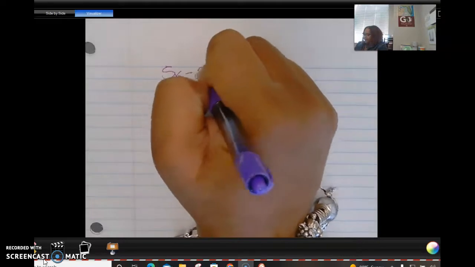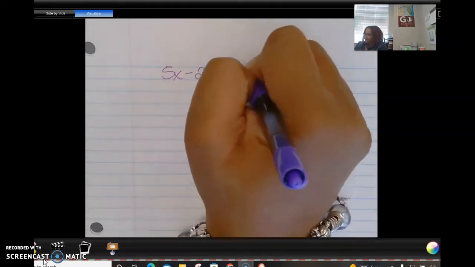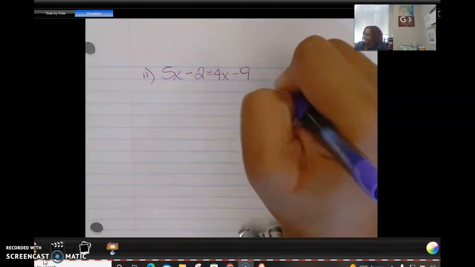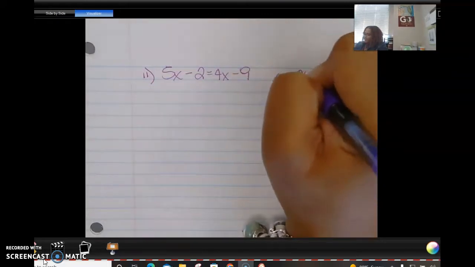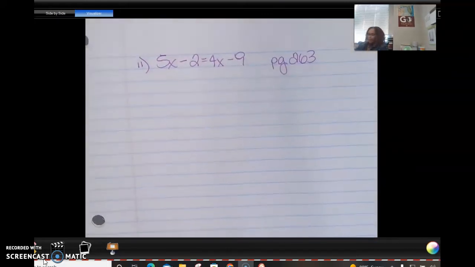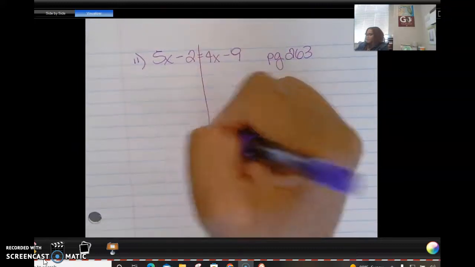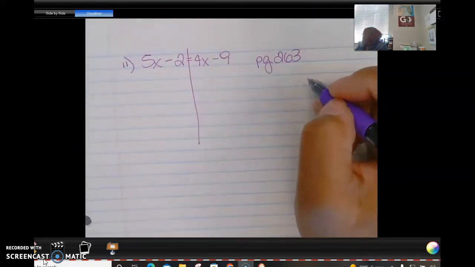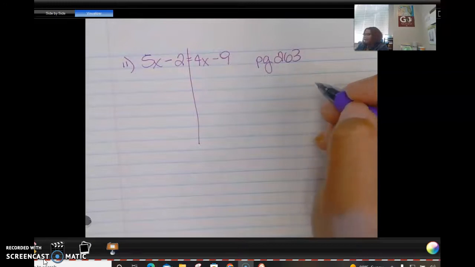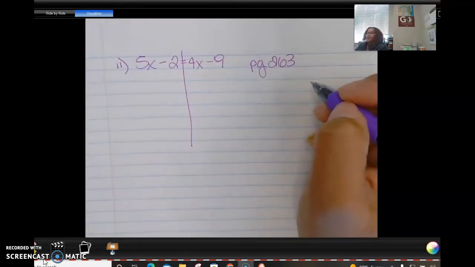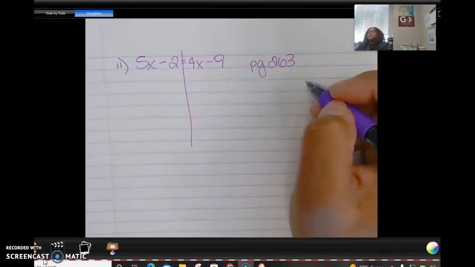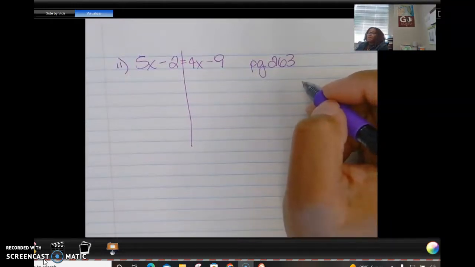5x minus 2 equals 4x minus 9. This is question 11 on page 263. Okay, separate your sides. Do you want to start with a variable or a constant? All right, get rid of the variable. I would highly suggest you start with the 4x so that you're already isolating your x, and that's one less step you have to do at the end.